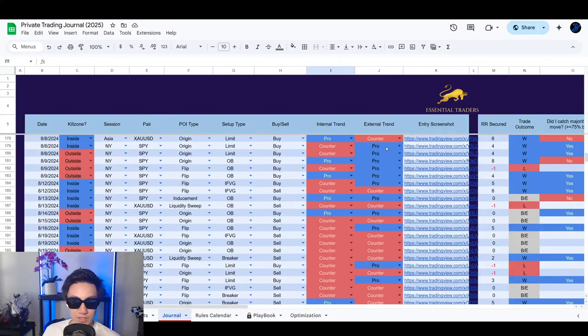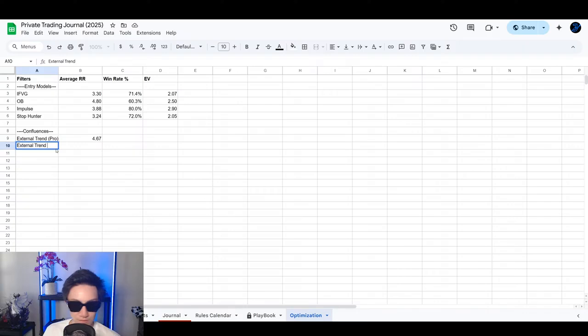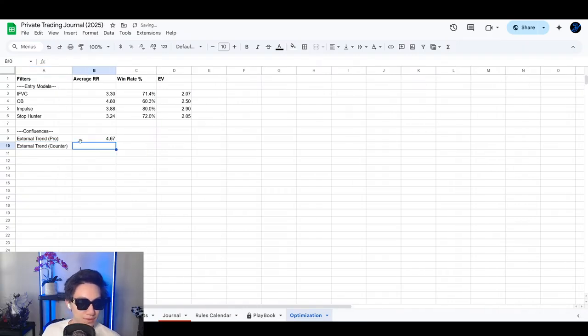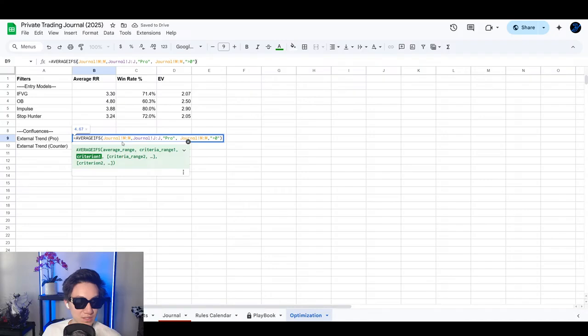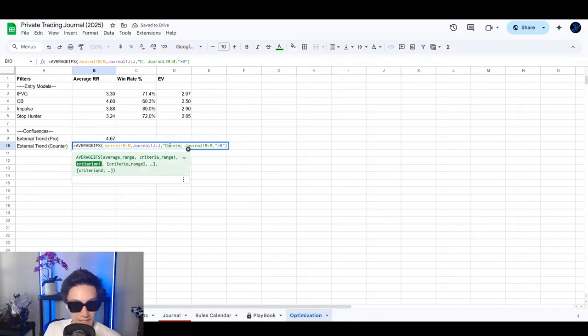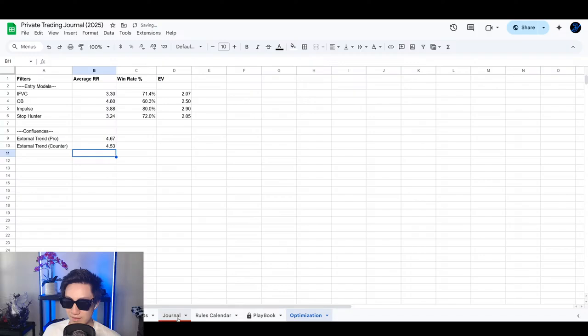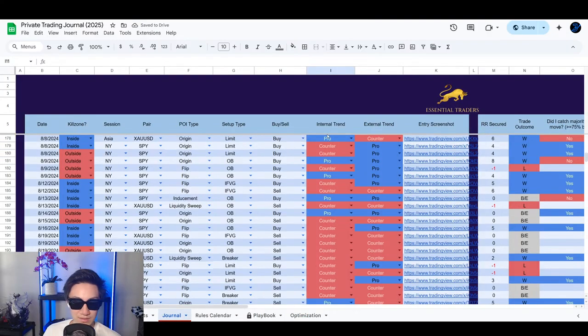So we have external trend pro and we have external trend counter. So we'll move this over a bit. Here is just referencing pro, and if we bring it down here, all we have to do is change this to counter. And Excel is not case sensitive, so it doesn't matter what your case is.